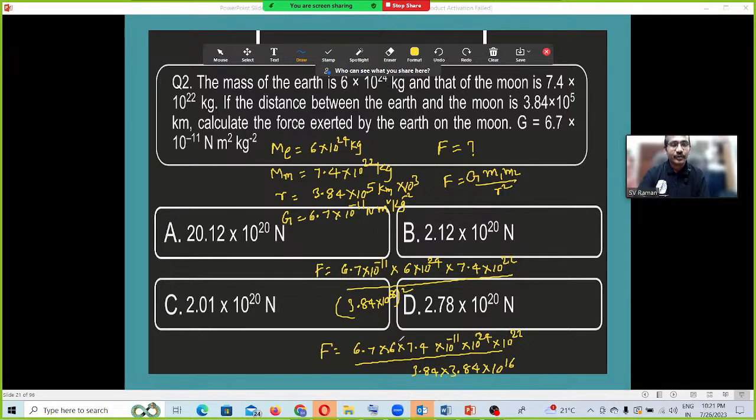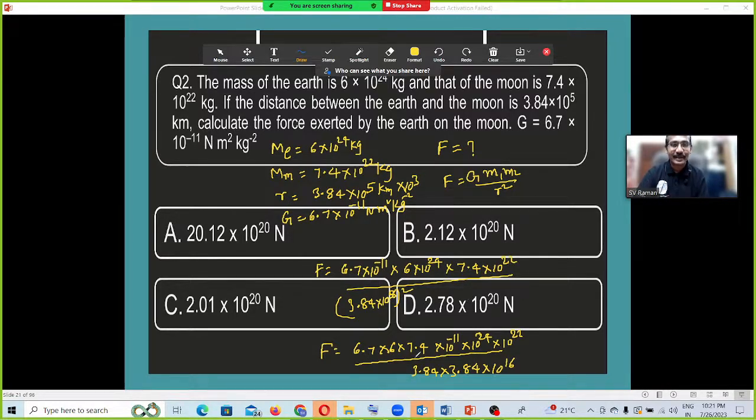Now we need to resolve this. 10 power 24 into 10 power 22 is 10 power 46. 46 minus 11 is 35... 36. And above is 10 power 36, the down one is 10 power 16. Obviously 10 power 20. Yes, now all options are 20. So this is the way you can resolve the 10 powers.